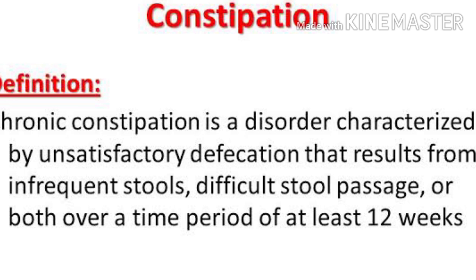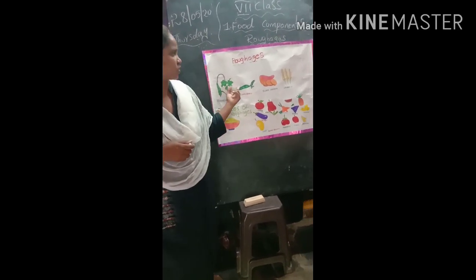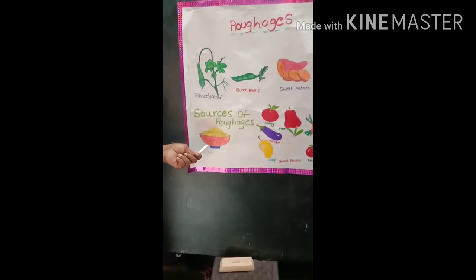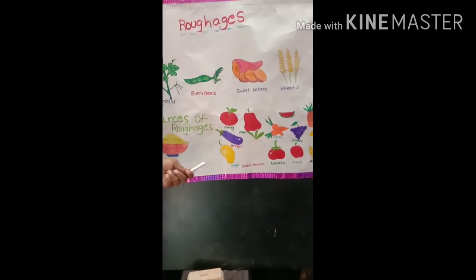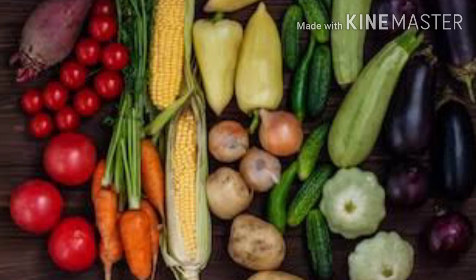Then where do we find these roughages? What are the sources of roughages? In which fruits and vegetables? Let us see. Roughages are mainly found in ribbed gourd, bunch beans, sweet potato, wheat, rice bran, cherries, brinjal, mango, pear, carrots, tomato, apple, grapes, watermelon, potatoes, banana. These are the sources of roughages.